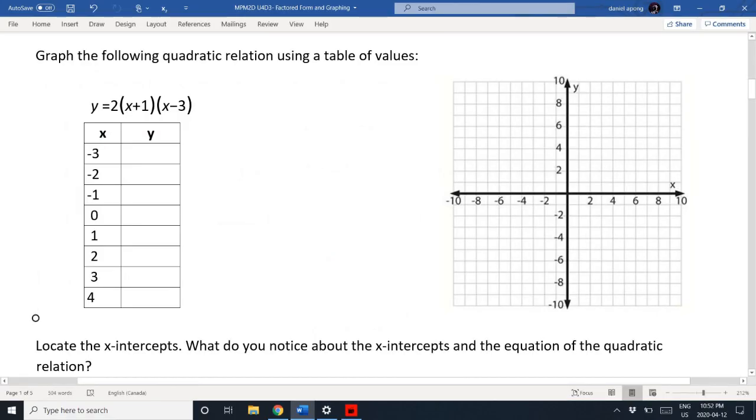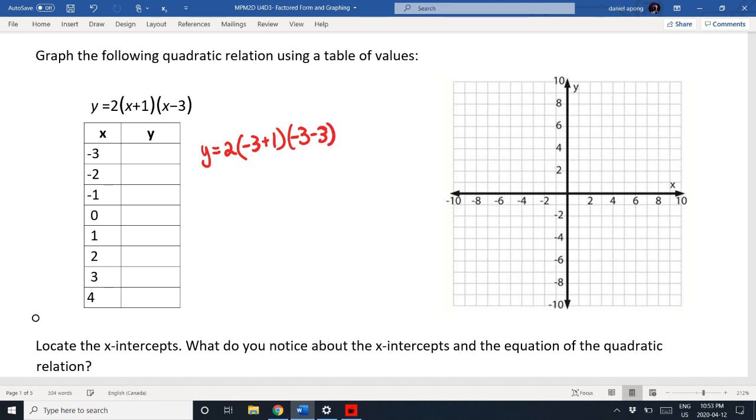Let's graph the following quadratic relation using a table of values. Our equation is y = 2(x + 1)(x - 3). To use a table of values, we just replace wherever we see an x with the value in the table of values to get our y. So let's try the first one here. We have y = 2(-3 + 1)(-3 - 3).